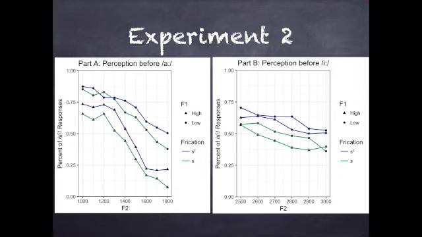There were two parts to this experiment. The first one looked at perception of the plain and emphatic distinction before A, and the second one looked at the perception of plain and emphatic consonants before E. Each graph shows the percent of emphatic responses based on the F2 levels and then divided by whether or not that item had a high or low F1 and whether or not the frication was from a plain or emphatic consonant.